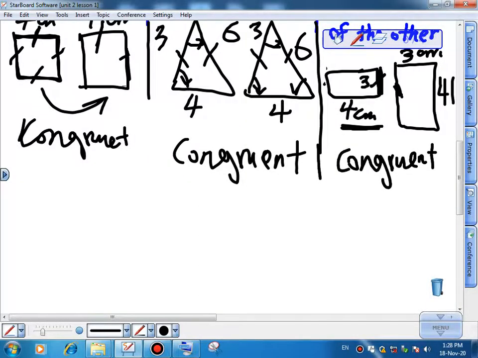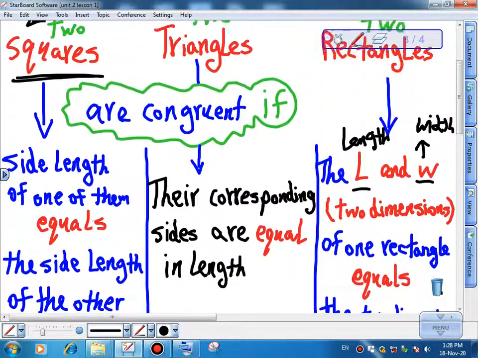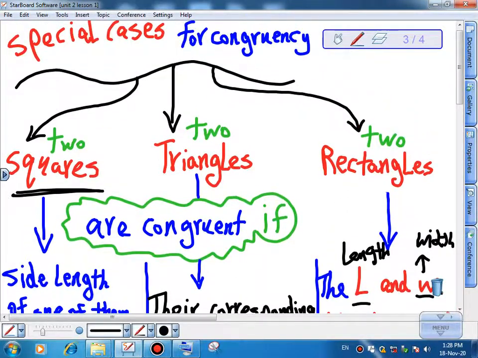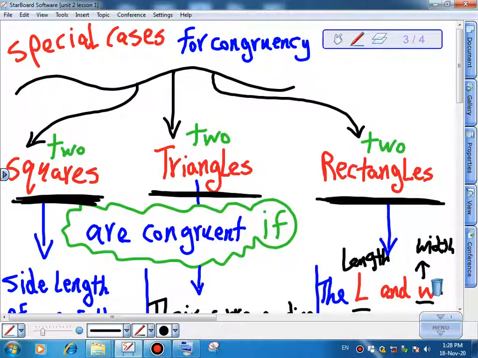Okay? The special cases are for squares, rectangles, and triangles. In the square, I need to check only one side. In the triangle, I need to check all three sides, and I don't need to check the angles. And the last one, in any two rectangles, I need to check the two dimensions, the length and width. These are the special cases of congruency. Okay, thank you.